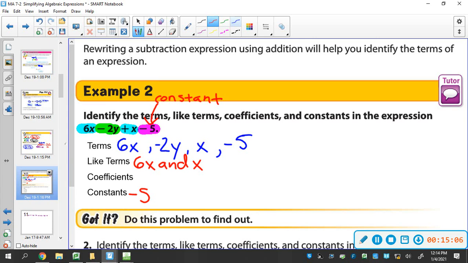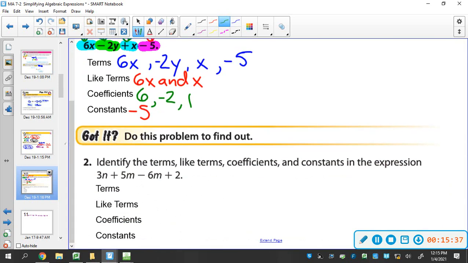And then the coefficients. If it is a constant, there is no coefficient to it because there is no variable. The other ones we have to look at, what is my number in front of the variable? On this one, it's 6. On this one, it's a -2. Take the sign with it. And on this one, it looks like there's nothing, but that really means it's a +1 there. Okay? So those are your coefficients, and the constant is that -5.